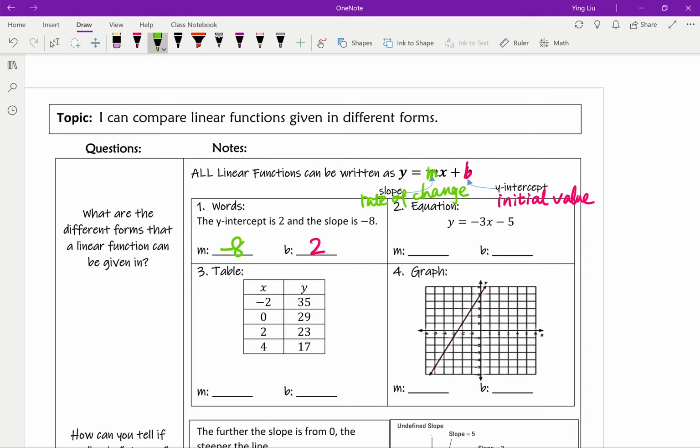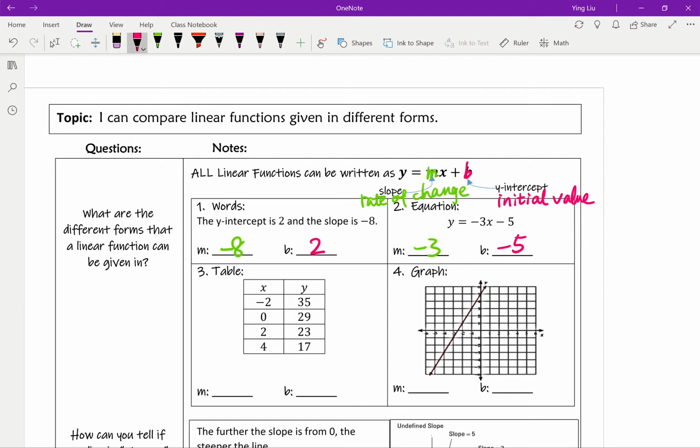So in the second example, we can see that -3 is multiplying the x, so that makes it the slope, and -5 would be the y-intercept, b. Okay, so the trickier ones are the table ones and the graph ones because they're not very straightforward.